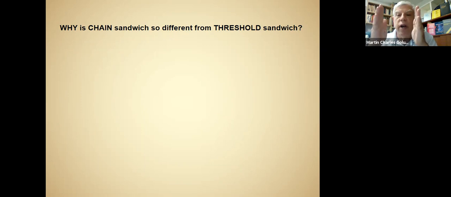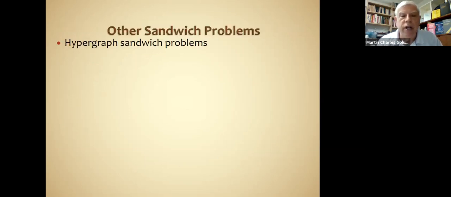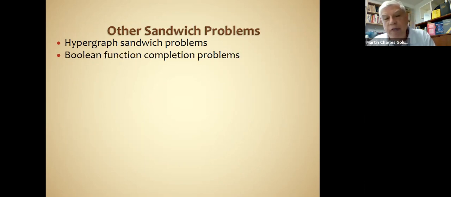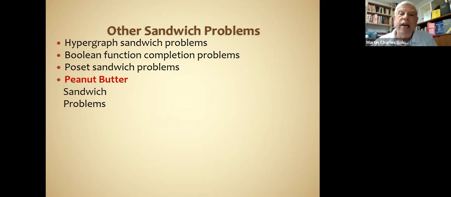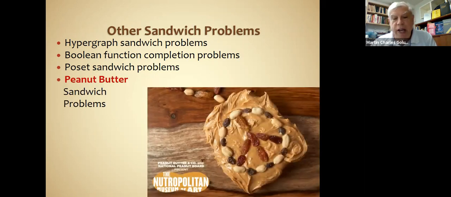And whether you do it this way or this way, that is, if this edge becomes XY or XY, is a binary choice. If you have a lot of those choices, it pumps it up to being exponential. And so that's the main difference between graph sandwich for threshold and chain. Now there are other sandwich problems that people have looked at: hypergraph sandwich problems, Boolean function completion problems, poset sandwich problems, peanut butter sandwich problems.